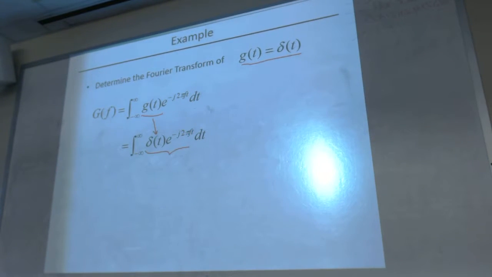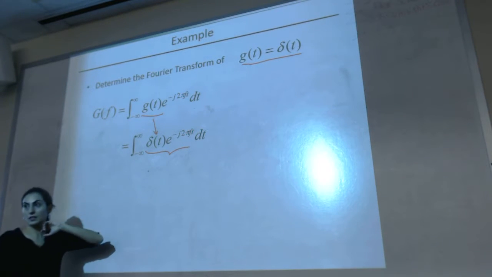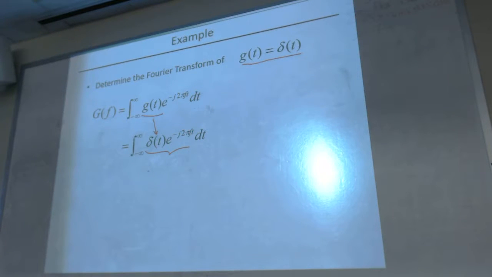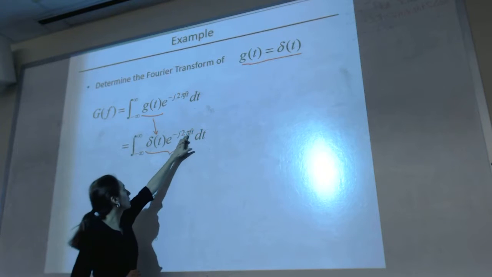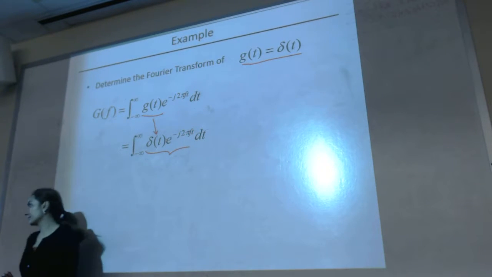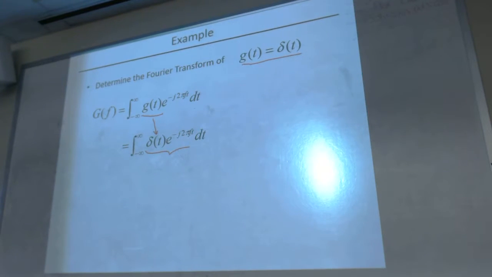Now, delta(t) times some function. What's the result of this? We have to evaluate these at t equal to 0. So if I put t equal to 0, this is 1. But don't forget, delta is still there, right? So then we're going to get delta(t) times e^(-j2πf·0). Anyway, the integral of delta is 1.